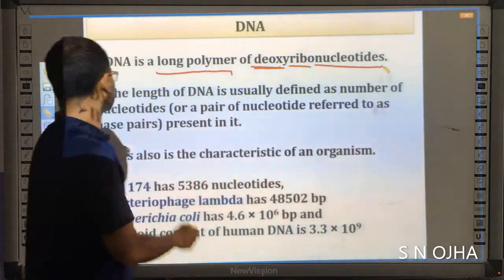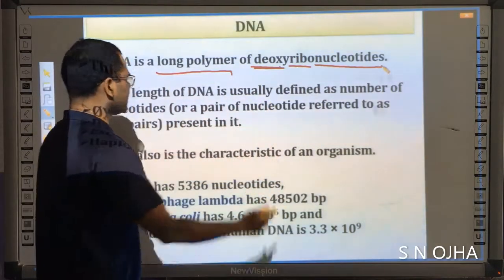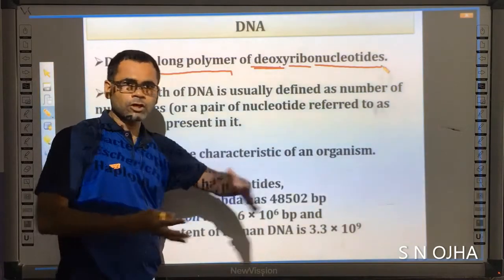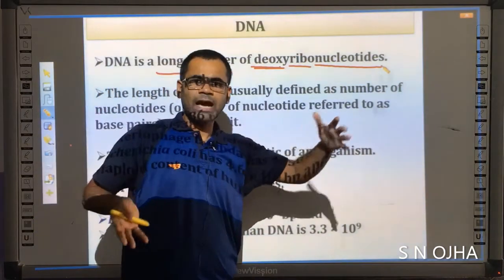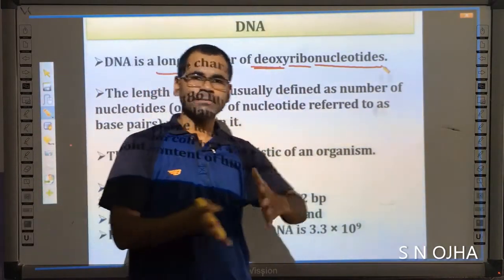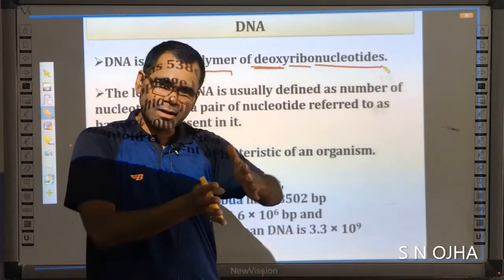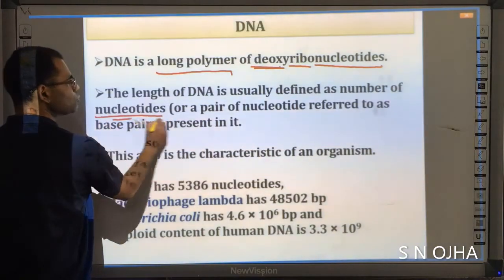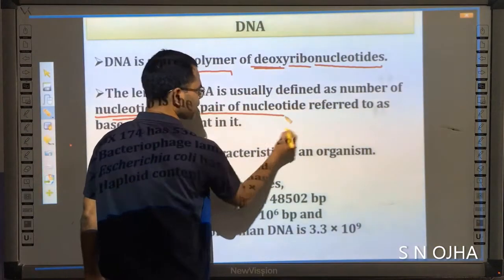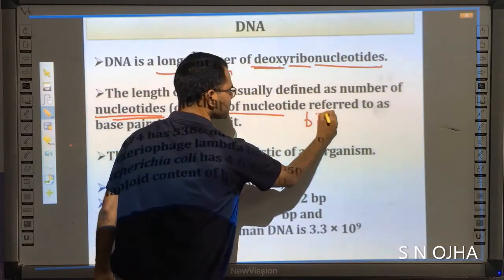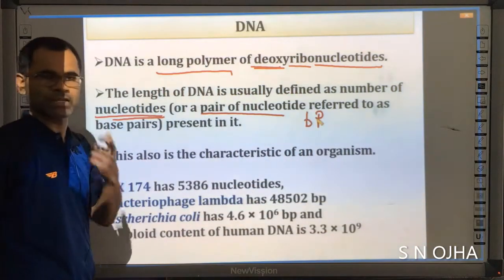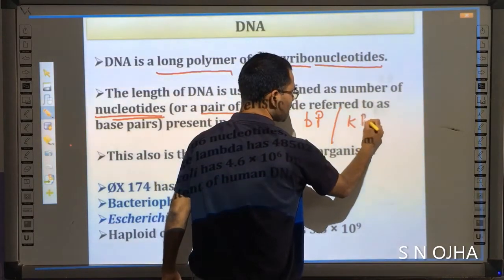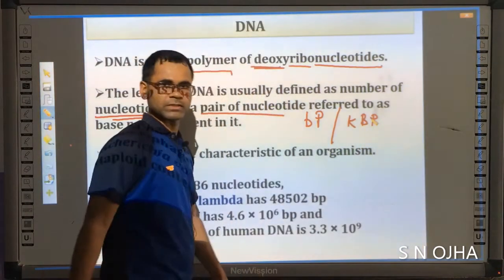Deoxyribonucleotide, right. The length of the DNA is usually defined as the number of nucleotides. So how long is the DNA? We cannot measure it in kilometers or meters. As in kilometer, meter and centimeter we are measuring distance, similarly the length of the DNA is usually defined as the number of nucleotides or base pairs. We usually say it as base pairs, BP, or kilo base pairs, KBP.